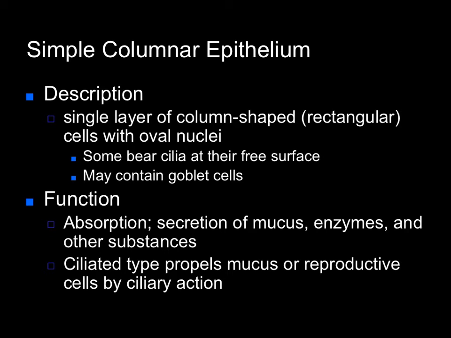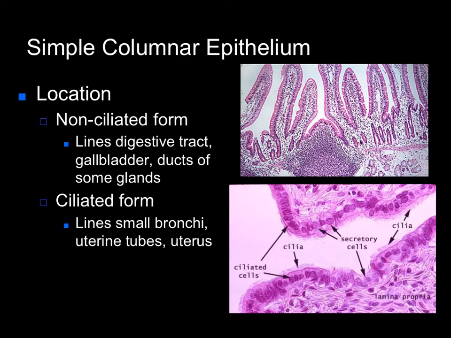Okay, next we have simple columnar epithelium. This is, once again, simple meaning single layer. This is your column-like shaped cells. Some would bear cilia, but mostly what we're looking for here is the microvilli if needed. And the microvilli are mostly going to be found in your intestines, which we'll talk about in a second. The functions are absorption, which is going to come into play in a second, and secretion of mucus, enzymes, and other substances. We also have the ciliated type, which propels mucus or reproductive cells by ciliary action. Now, the non-ciliated form is going to line the digestive tract.